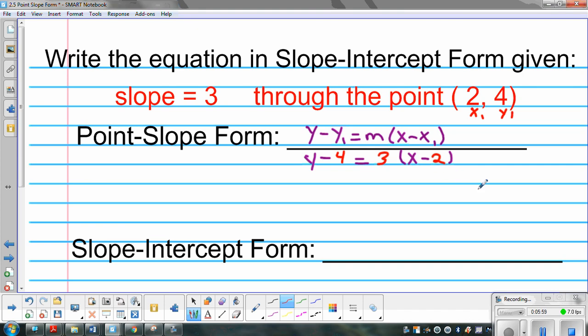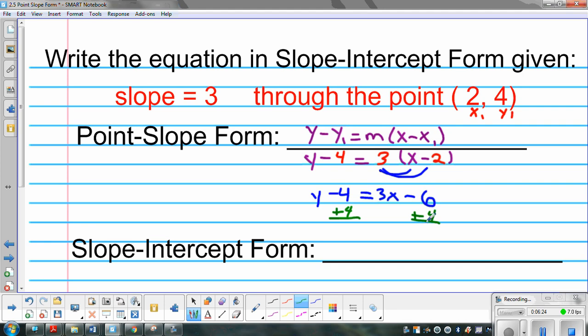Now we just want to convert this into slope-intercept form. This is where we do our distribution like we just practiced on the previous slide. I'm going to distribute here. 3 times x is 3x. 3 times negative 2 is negative 6. The only thing I need to finish now is to get rid of this constant, this minus 4. I'm going to add 4 to both sides.